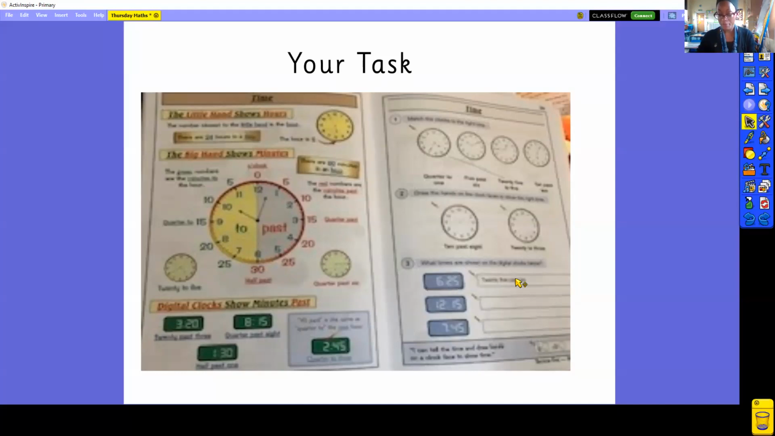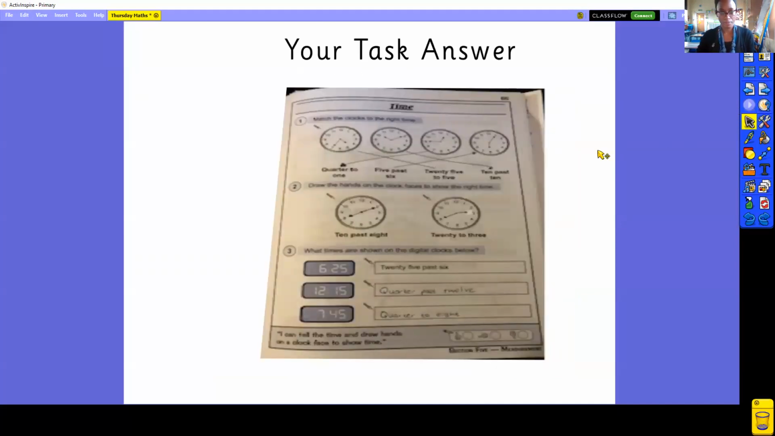6:25, 25 past 6, okay? Remember, digital clocks, minutes past. The digital clock shows the minutes past the hour, okay? So feel free to get on with those tasks. Feel free to pause the video here, or you could just be using your notes to go with, and that's absolutely fine. And when you're ready, continue the video and check the answers for your tasks.